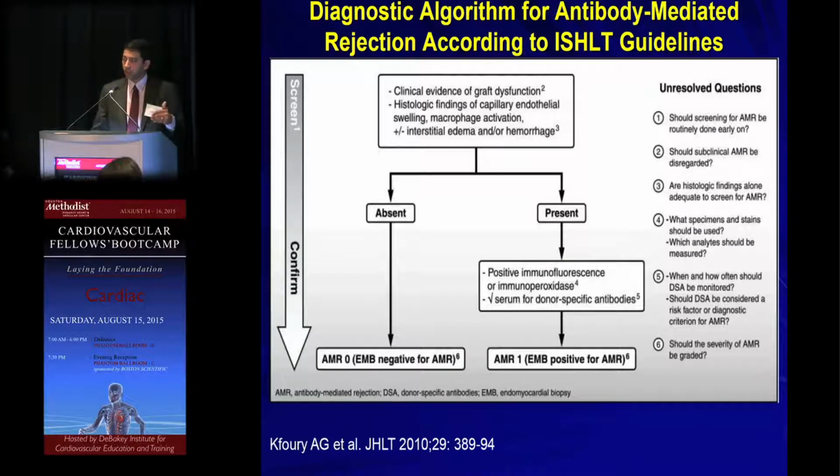Again, this is grading of antibody-mediated rejection. The difference here is that the antibodies are related to perivascular infiltrates. And again, you look at capillary endothelial swelling and macrophage activation with myocyte necrosis. And here, you will often hear about C4d staining, where you're looking for staining of complement fragments, because most antibody-mediated rejection is due to complement activation and subsequent myocyte damage.